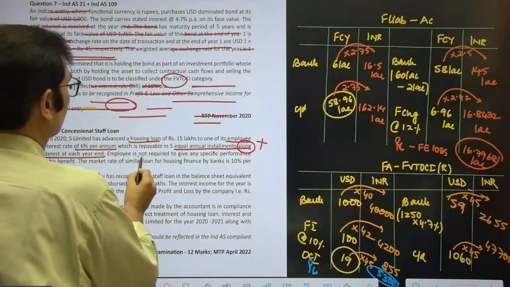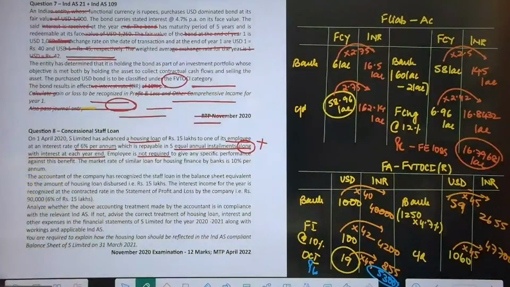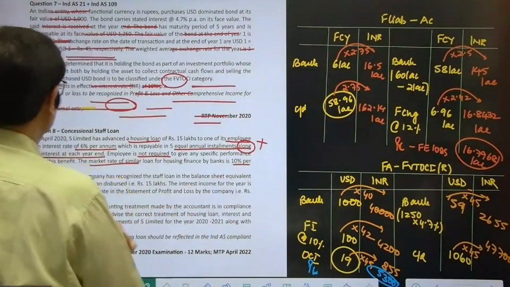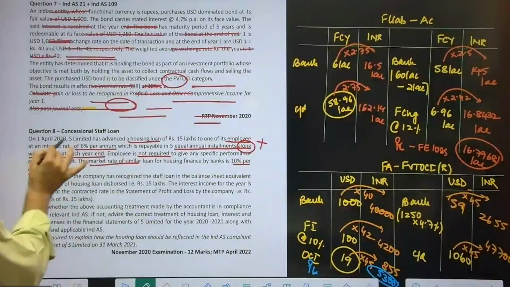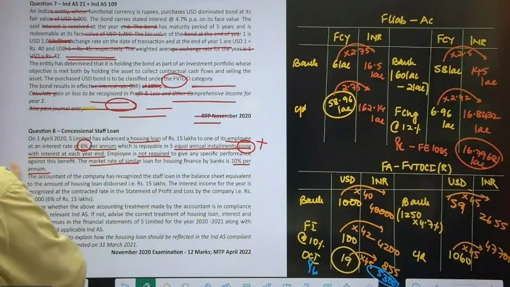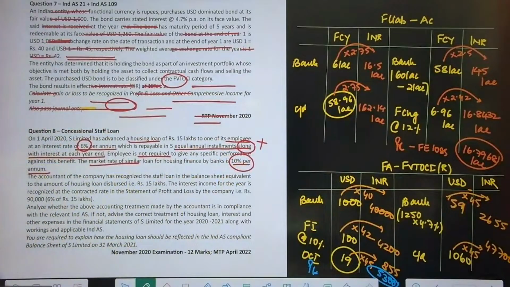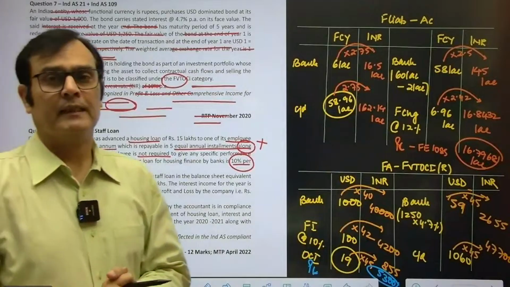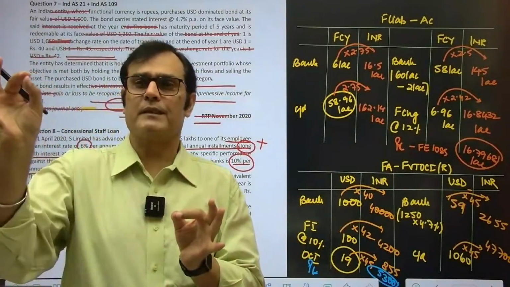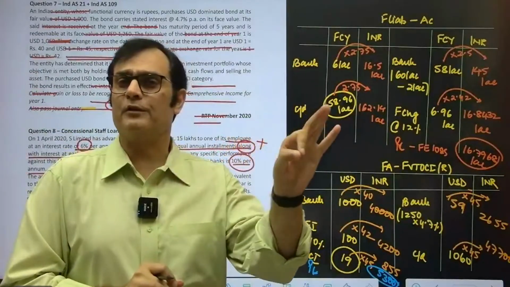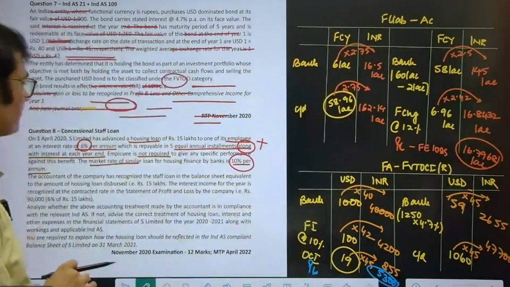The employee is not required to give any specific performance against this benefit. Now it says the market rate of a similar loan is 10%. So can I outrightly reach the conclusion that if the market rate is 10 and the contracted rate is 6, it's an off-market transaction, undoubtedly? Yes, sir. And the moment you see that the market rate is 10 and the concession rate is 6, the transaction value and fair value will undoubtedly differ.